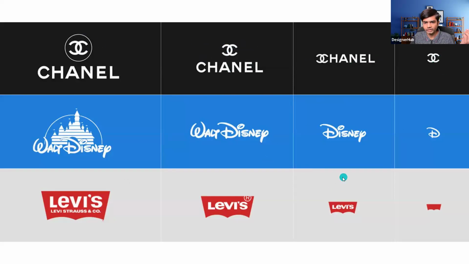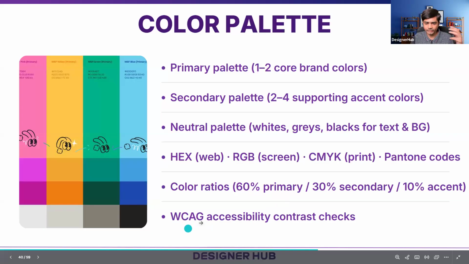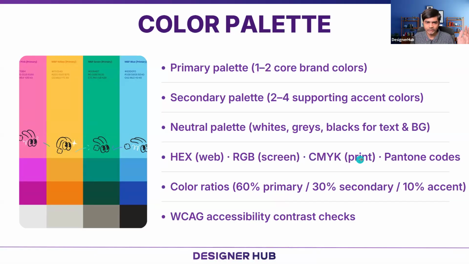Then comes the color palette, where you have the primary palette, secondary palette, neutral palettes, hex codes, RGB codes, CMYK codes, Pantone codes, color ratios, like which color is to be used more, and then how it follows 60, 30, 10 percentage, which most brands generally follow. And considering the WCAG accessibility guidelines, considering the contrast, in which contrast the logo will work perfectly. That's all part of your color palette.